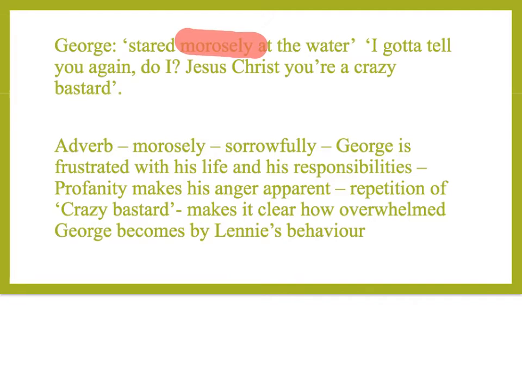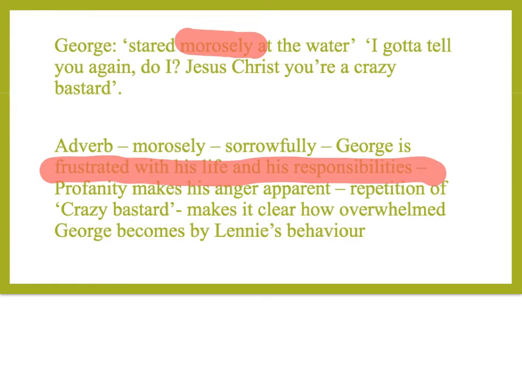George stared morosely. Now, to be morose, or the adverb morosely, means to be sorrowful, so to be filled with sadness. And it's important that you realise that Steinbeck is introducing this undercurrent of sadness, this sense that George is a morose character. And why so? Because he is frustrated with his life and his responsibilities. So again, like that parent, George is a parental character. He operates as a parent, as a father figure to Lennie in their daily lives, and that causes him to become frustrated. And his sadness is a result of that frustration.